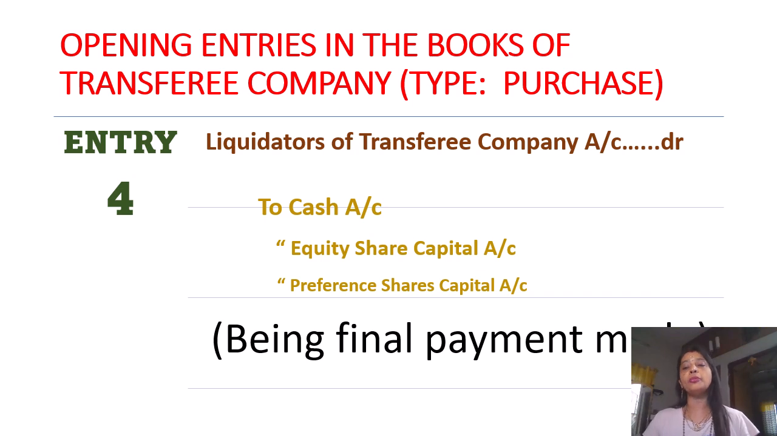The next one is for making payment to the liquidators of the transferee company. In the first entry, you had credited liquidators of transferee company. Now you will debit, because you are giving them the purchase consideration in the form of cash, equity shares, or preference shares. So they are receiving, and liquidators of transferee company account will be debited. For you, that is the transferee company, cash is going out. Equity share capital is a liability, credit balance. Preference share capital is a liability, credit balance. So liquidators of transferee company account debit to cash account, to equity share capital, to preference share capital. This is the final payment made.